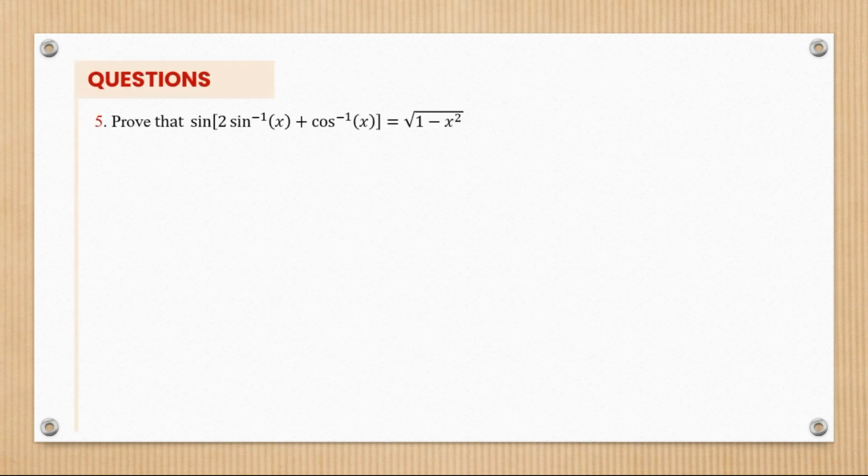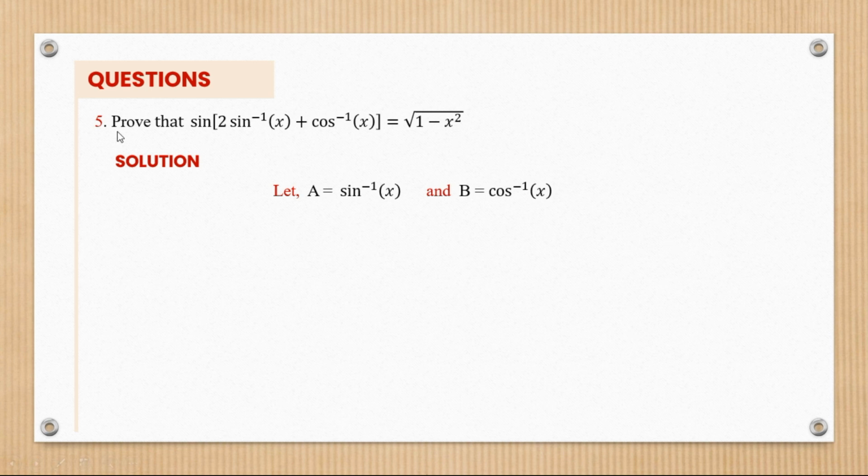Alright, so question number 5, we're being told to prove that sine, and then there is a bracket. Inside the bracket we have 2 sine inverse of x plus cos inverse of x. Alright, so this is also an easy one. So the first step shall be to let a be equal to sine inverse of x, and we're going to let b represent cos inverse of x.